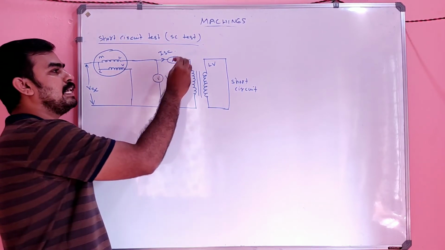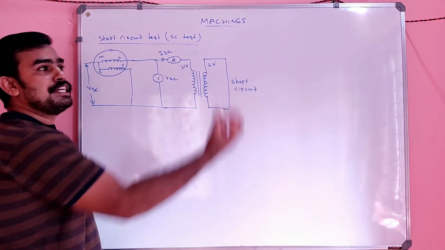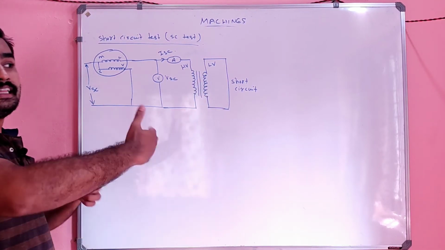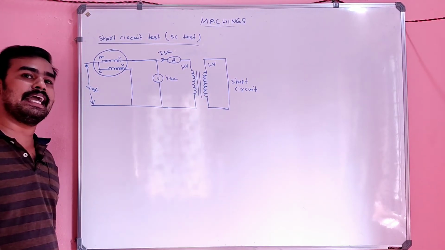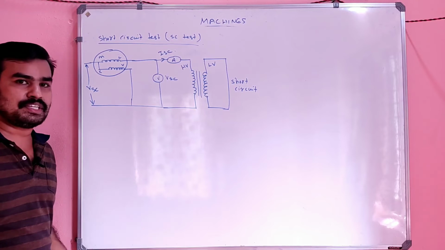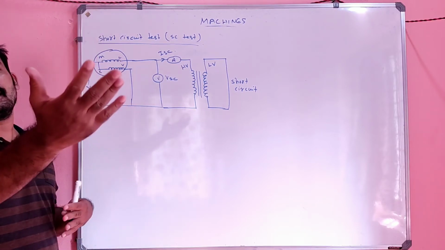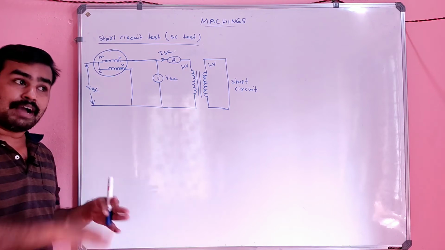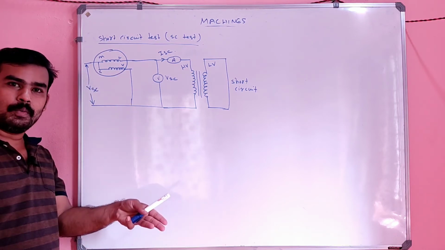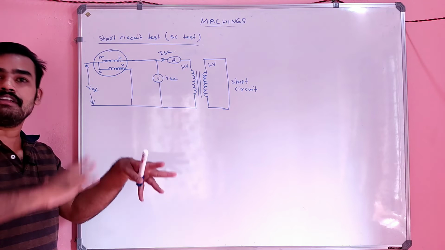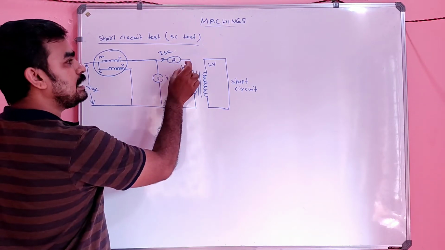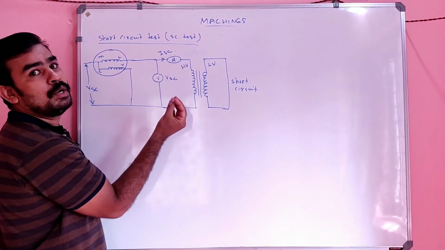If you take the LV side rated current, the current in the LV will be higher than that of the HV side. The transformation ratio itself gives that if I is higher, definitely V will be low. If V is higher, definitely I will be low.